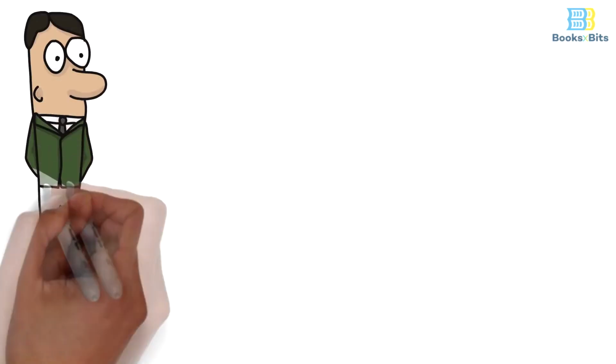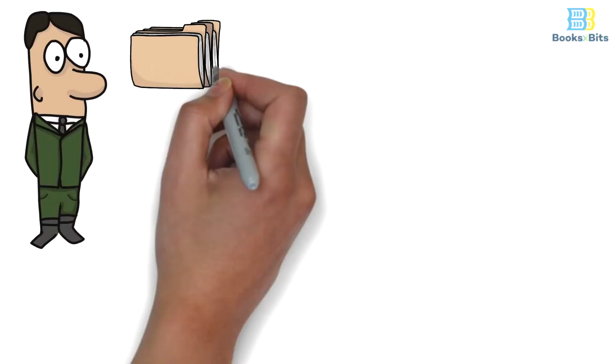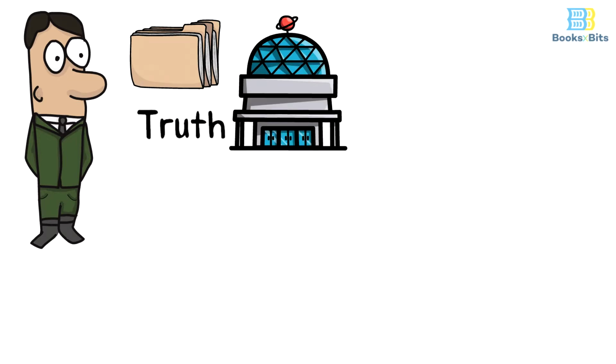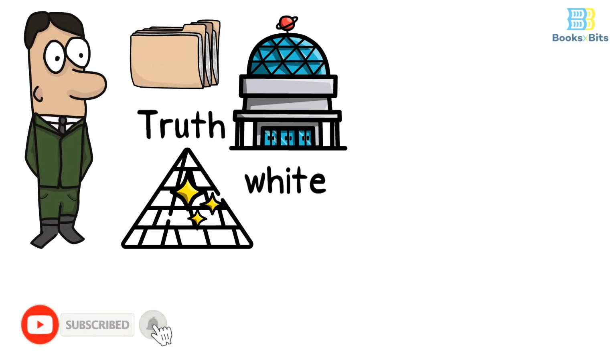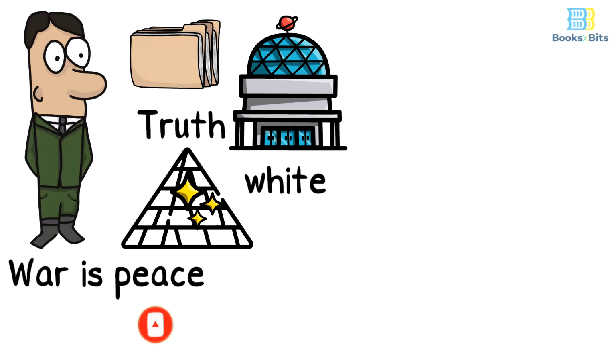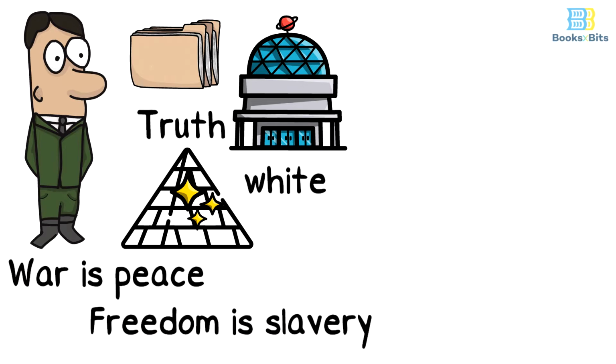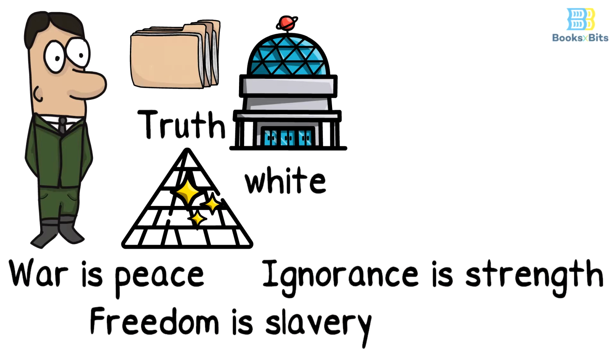The protagonist is Winston Smith, who works in the documents department of the Ministry of Truth, which is a huge pyramidal building of glossy white concrete, with clear and visible letters written on one of its walls. War is peace. Freedom is slavery. Ignorance is strength.